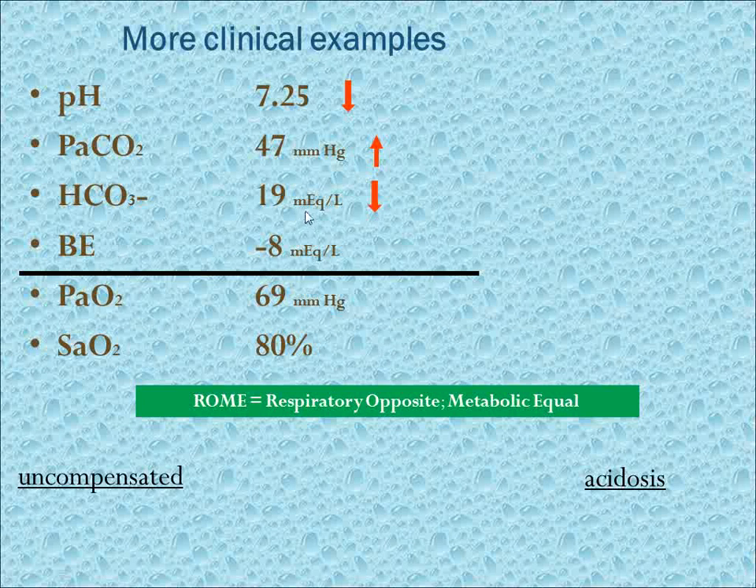Then we look at the bicarbonate and we see that the arrow is down. And we look at the pH arrow and it also is going down. So we do have the rule metabolics equal, which means that our ABG problem is an uncompensated respiratory and metabolic acidosis. A respiratory and metabolic acidosis.